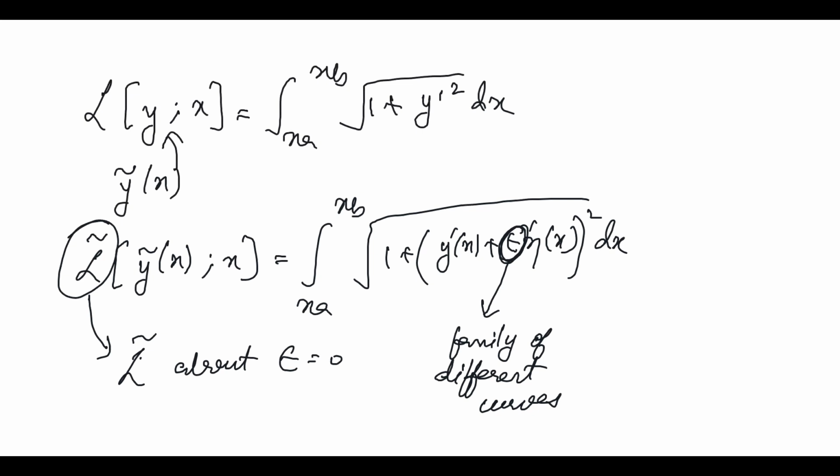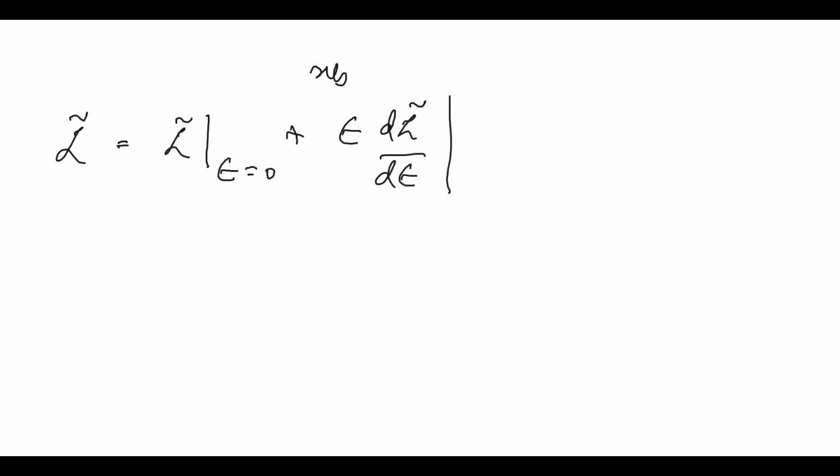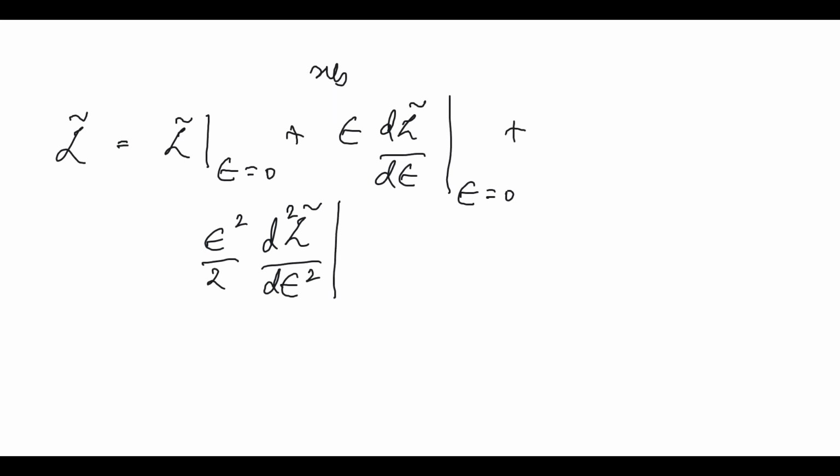Okay, so let us expand it using the Taylor series expansion. So I can write L tilde is nothing but L tilde at epsilon equals 0, plus epsilon dL tilde upon d epsilon at epsilon equals 0, plus epsilon squared by 2 times the second derivative d squared L tilde upon d epsilon squared at epsilon equals 0, plus the higher order terms.